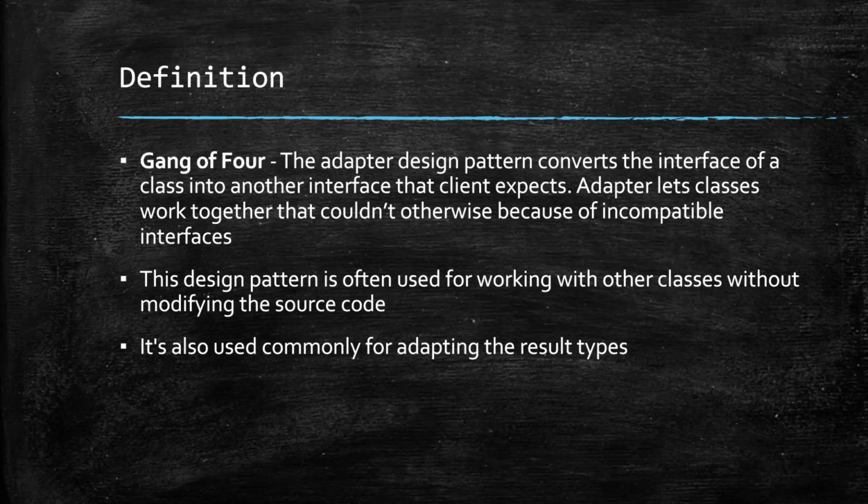This design pattern is often used for working with other classes without modifying the source code. For example, if you are using a third-party class whose response cannot be consumed by the client class directly, and we also cannot modify the third-party class because that code won't be accessible to us, in this situation you can introduce an adapter which will convert the response coming from the third-party class to the response which the client is expecting. Here we are not changing the behavior, we are just making the communication possible.